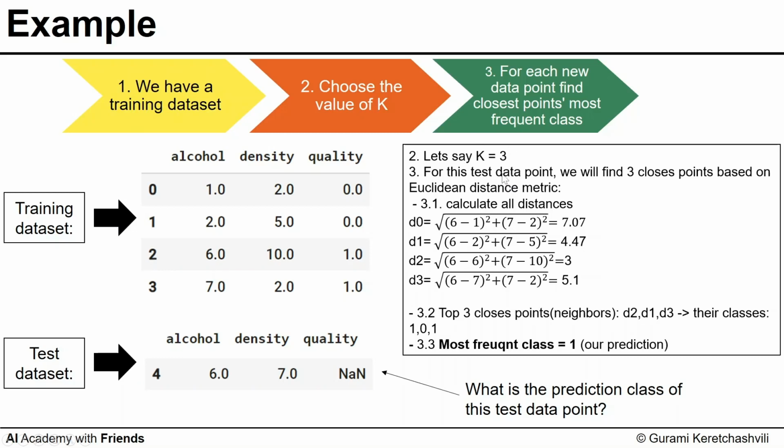Because k equals 3, we need to choose the top 3 shortest distances between this test point and the training points. The top 3 shortest distances are D2, D1, and D3. Their classes are 1, 0, and 1. Because the neighbor points' most frequent class is 1, our prediction will be 1 as well. So this wine is a good quality wine based on these training data points. That's it. We have solved the problem.